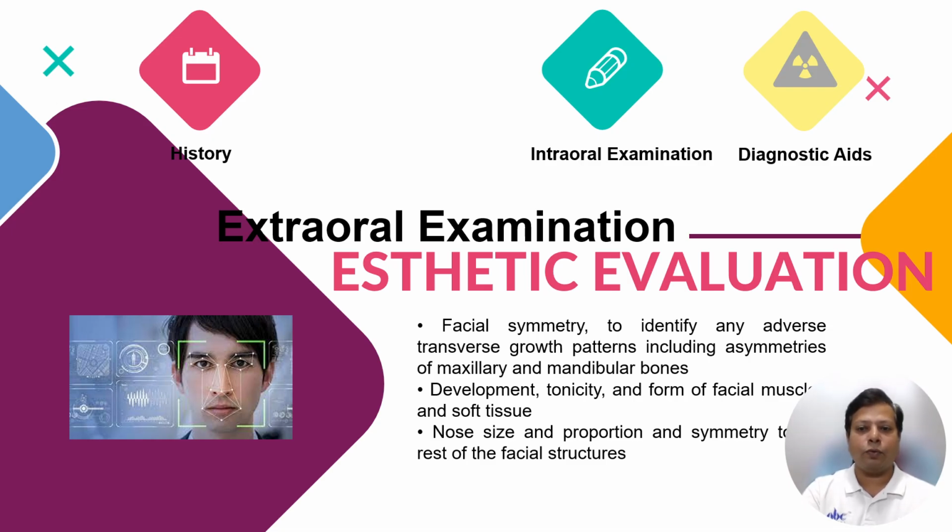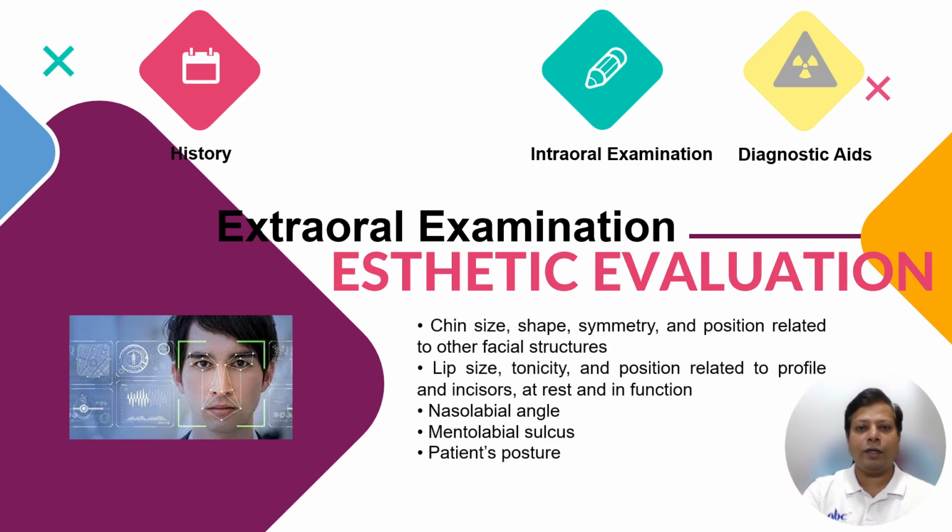The nose size and proportion and symmetry to the rest of the facial structures is recorded in cases of aesthetic or anterior fixed partial dentures. Similarly, we also record the chin size, that is its shape, symmetry and position related to the other facial features. The lip component, that is the size, the tonicity and the position with respect to the incisors, is also noted at rest as well as in function. We also note down the intensity and depth of the nasolabial sulci and the mentolabial sulci, and the patient's posture of the head.